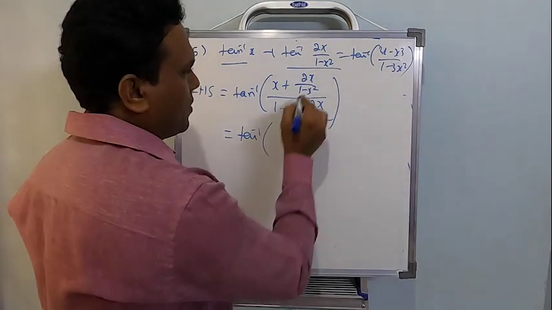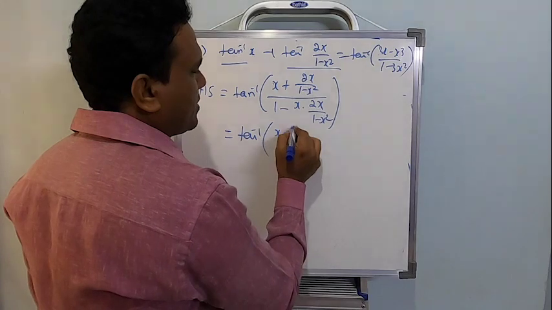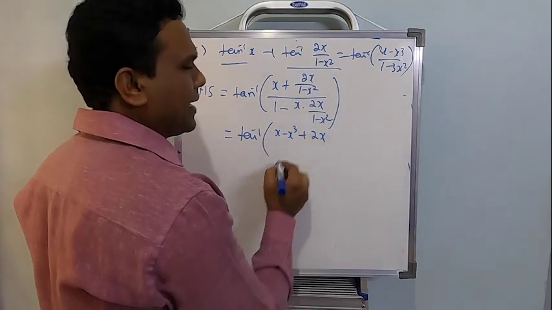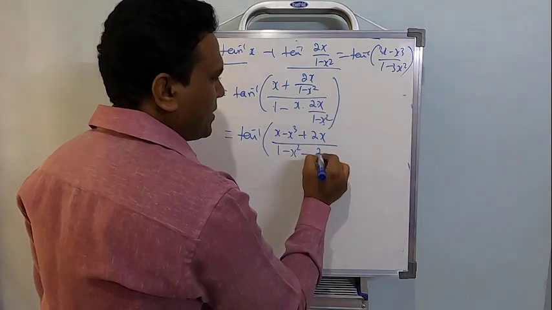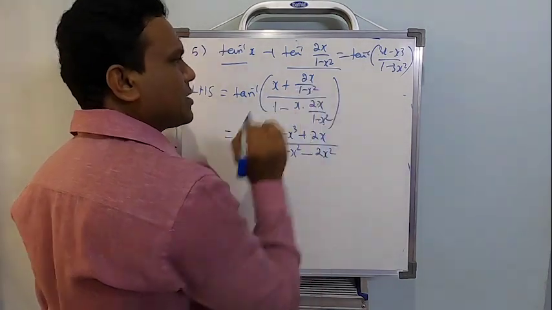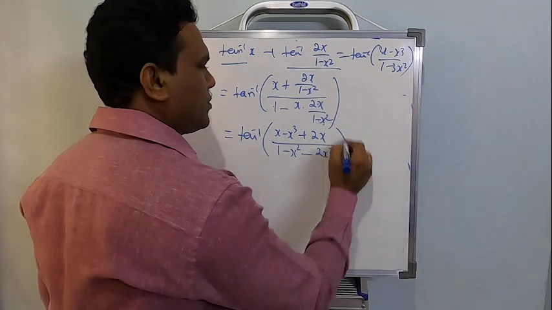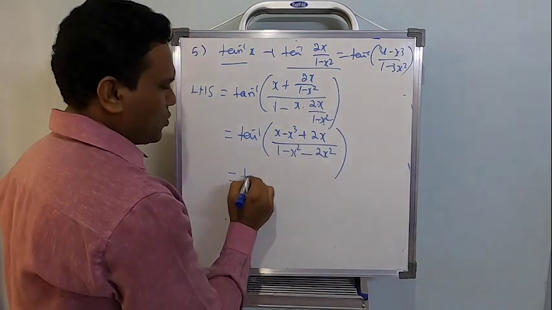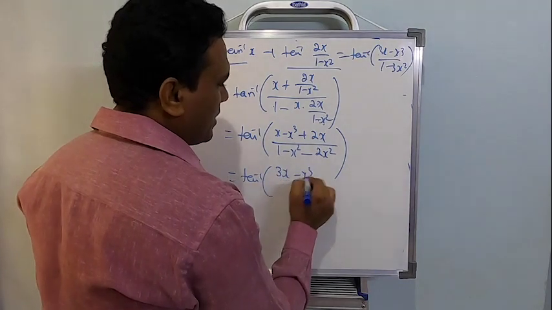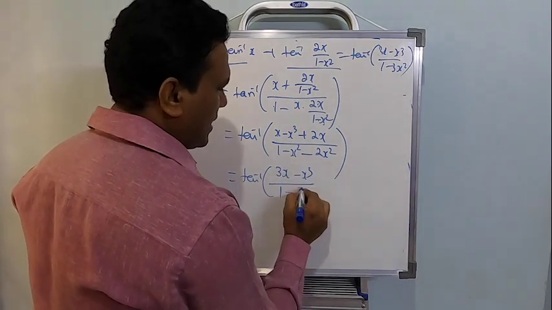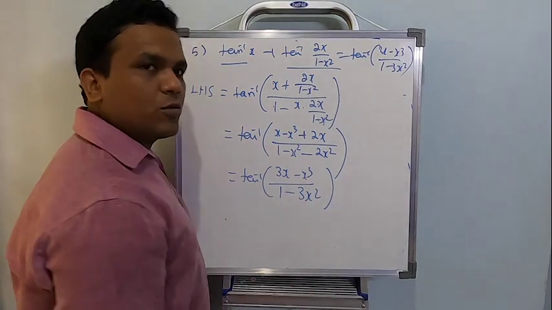Tan inverse of, on taking LCM, x minus x cube plus 2x. Correct, right? And here on taking LCM, 1 minus x square. If I multiply this, 2x square. And 1 minus x square will be cancelled after taking LCM. So I'm not showing it here. So tan inverse of x plus 2x, 3x minus x cube by 1 minus, add these two. Now it looks so simple.